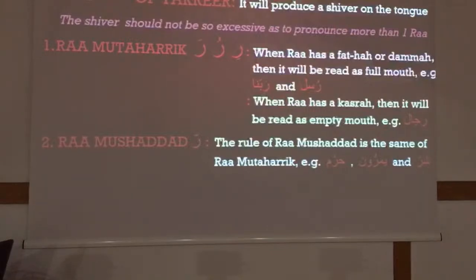Okay, now it's going to get a bit more tricky. Now we have Ra Sakin. Remember we looked at Ra Mutaharrik and Ra Mushaddad. Now number 3, we are going to look at Ra Sakin. What does Ra Sakin mean? That Ra with a Sukoon.